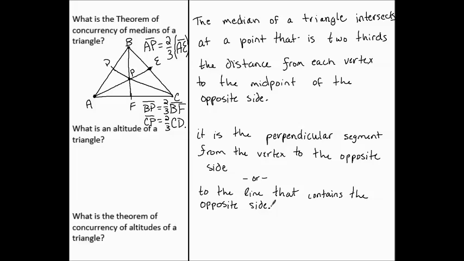To show this definition, we will have two pictures. So from this vertex, the altitude would be a perpendicular or 90-degree line. We would have our altitude. Or in a triangle such as this one, the altitude would be the distance from this vertex to the line that contains the opposite side.